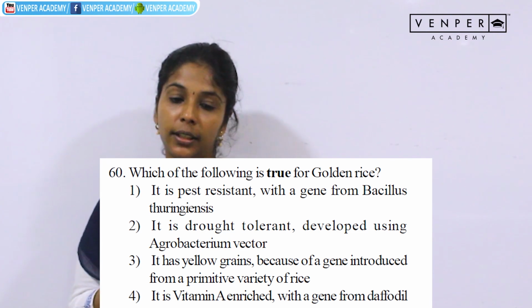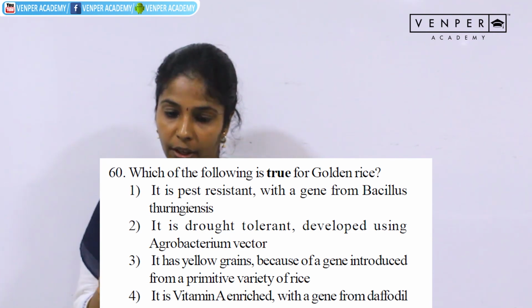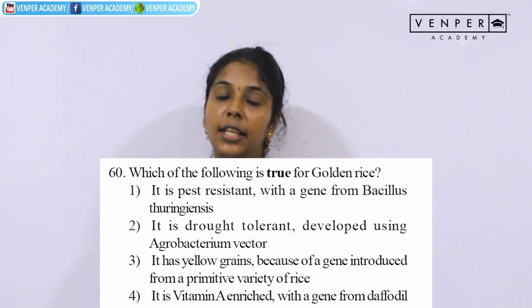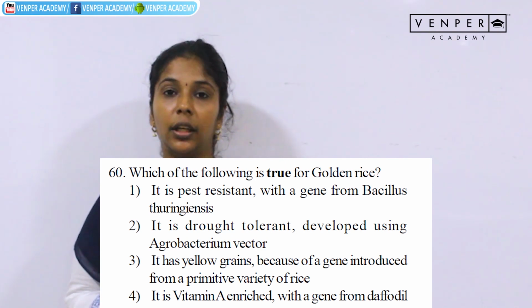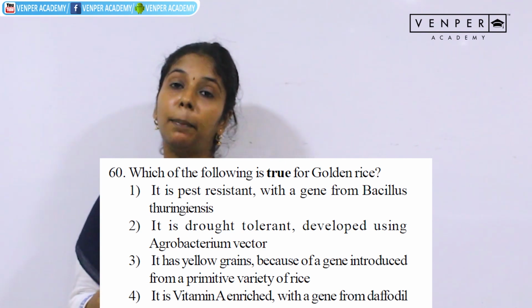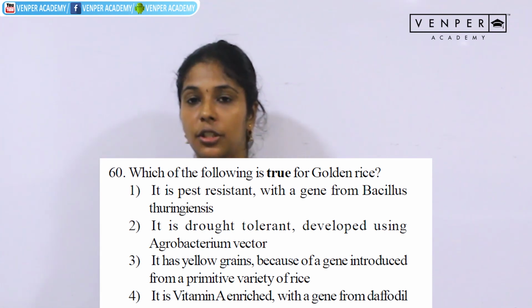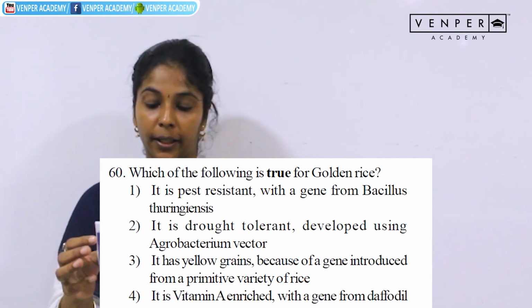The correct answer for this question is option 4. It is vitamin A enriched with a gene from daffodil. Genetic engineering is used to synthesize beta carotene, a precursor of vitamin A, in the edible part of rice. This is done by the International Rice Research Institute to combat vitamin A deficiency in the public.